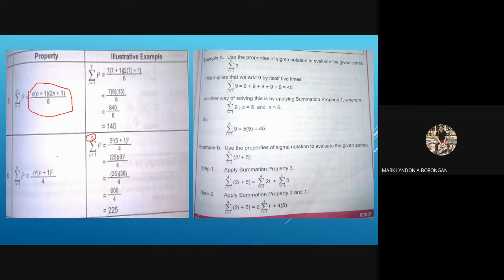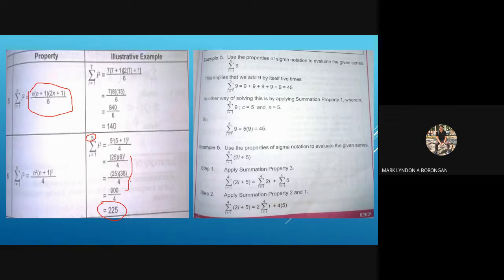So 5 squared for the n squared, the n plus 1 becomes 5 plus 1, then copy the squared divided by 4. Then when you simplify, you'll get 225. So these are just simple manipulations and simplifications. So that's all there is to using these properties. Any questions about the properties?